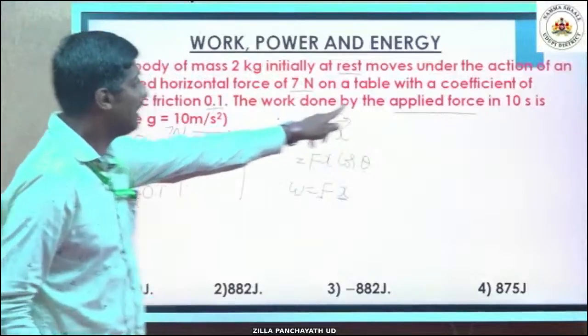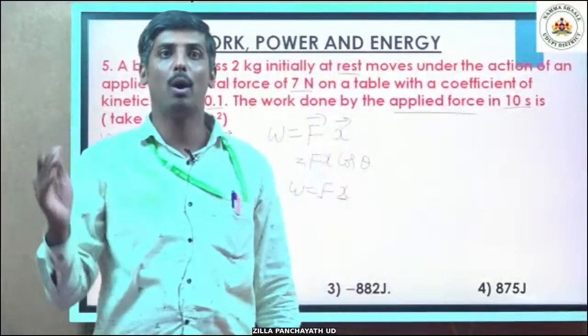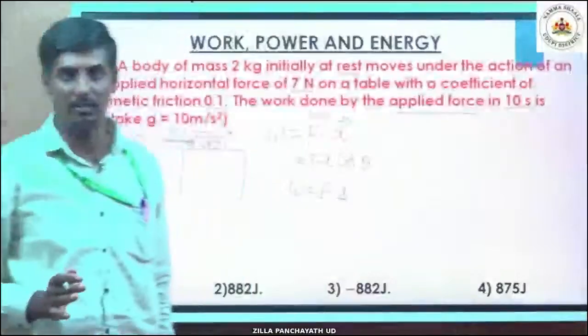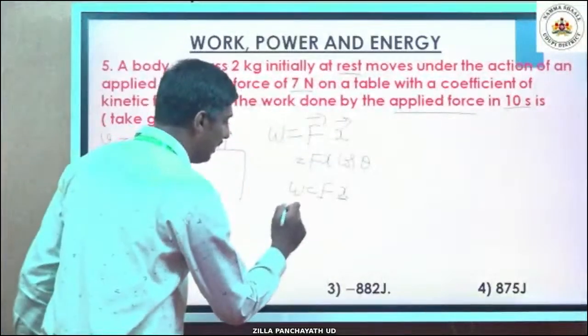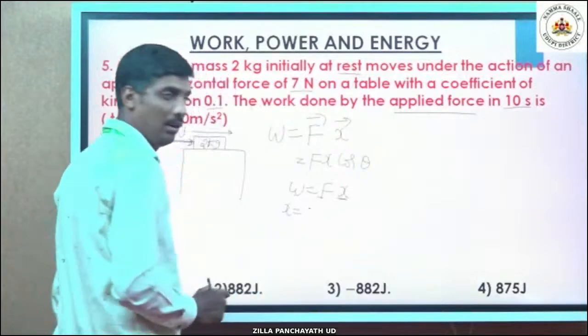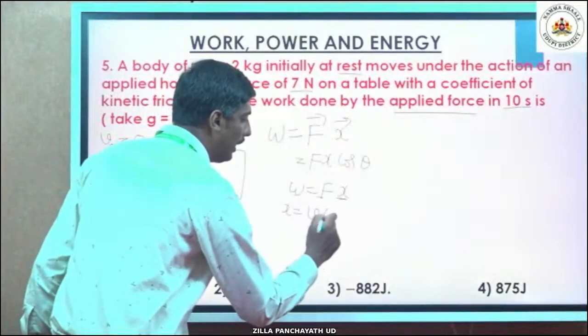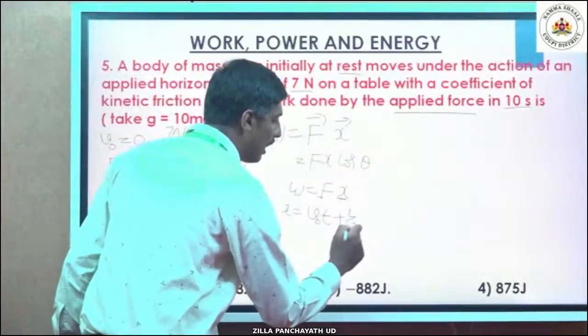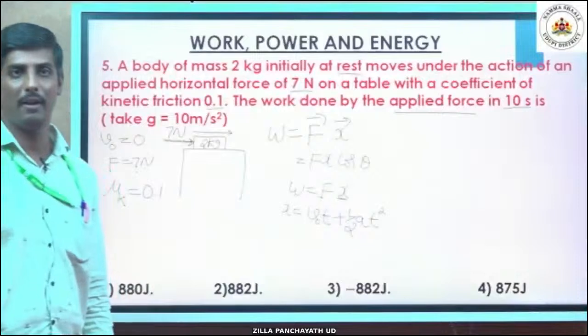we need the work done by the applied force in 10 seconds. I don't know how much the body has been displaced in 10 seconds. That I have to calculate. We know the formula of displacement from the kinematic equations: x is equal to v0 t plus half a t square. Right? This is the very famous equation. We know it.